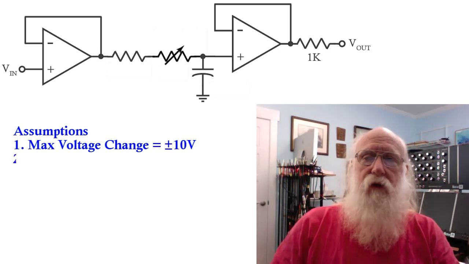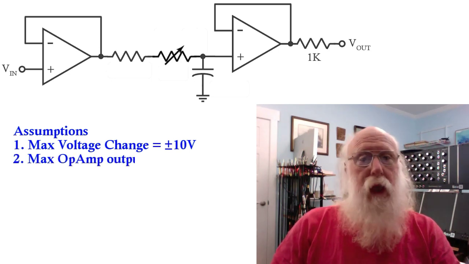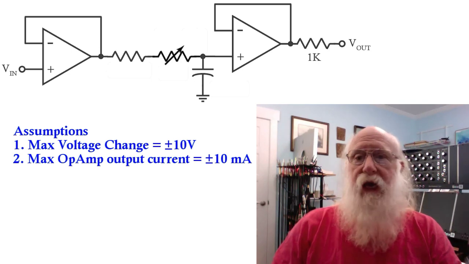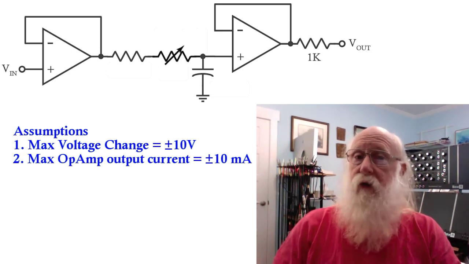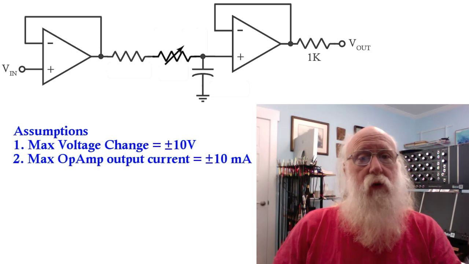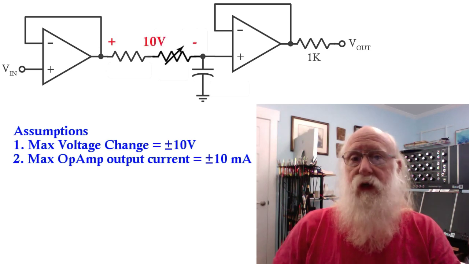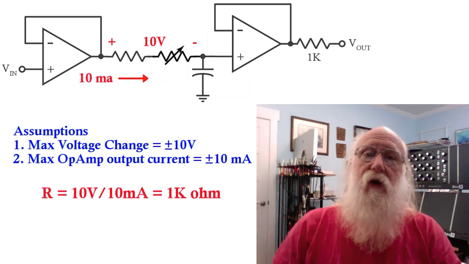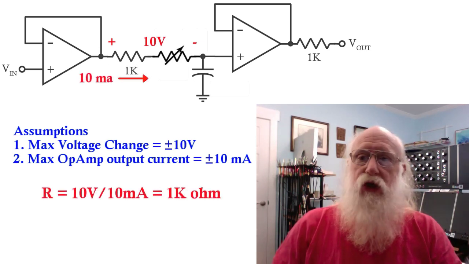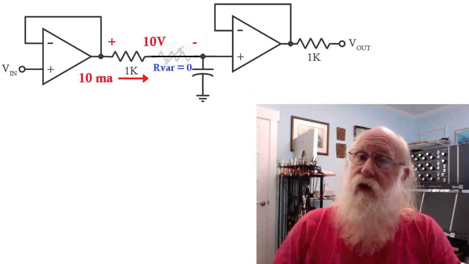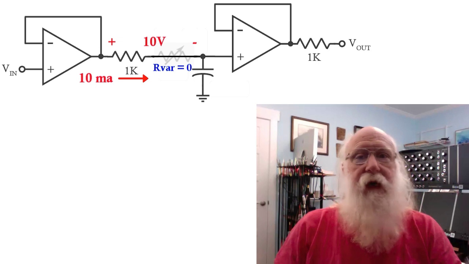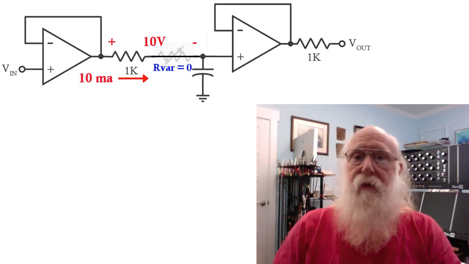We'll also assume that the op amp can reliably output 10 milliamps. So if you had a difference in voltage between the output of the op amp and the voltage stored on the capacitor of 10 volts, and you can reliably source or sink 10 milliamps, that implies that that resistor should be 1K. So when the variable resistor is set to zero, you've got 1K between them. 10 volts divided by 1K gives you your maximum of 10 milliamps.